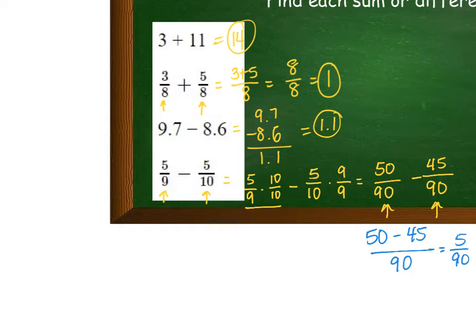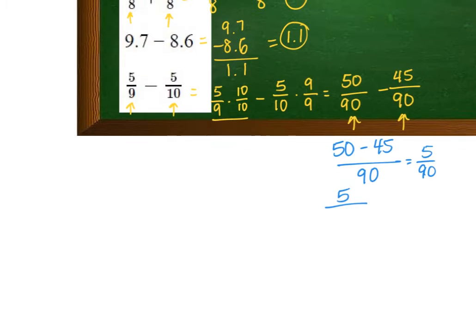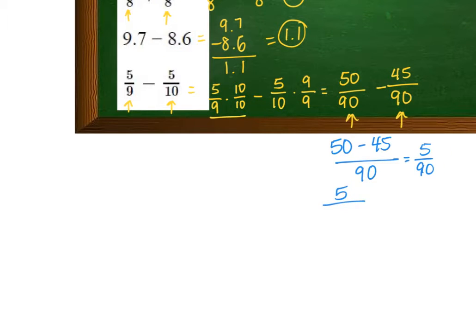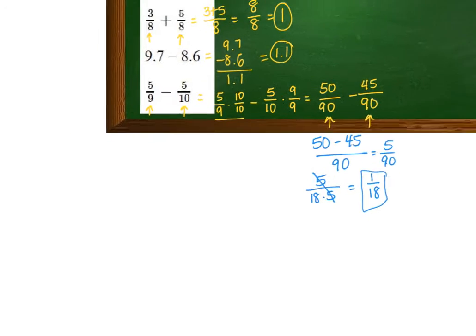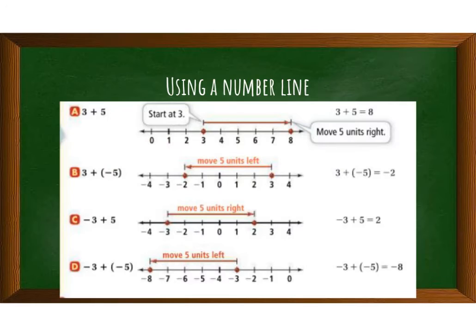Now we are not done. We have to simplify. So this 5, the 90 is divisible by 5. Now what is 90 divided by 5? It is 18 times 5. We can cancel these out and we're left with 1 over 18. Okay? So that is our answer for the last one. Okay, so we've done our warm-up. We're good with adding and subtracting. Let's go ahead and get started.